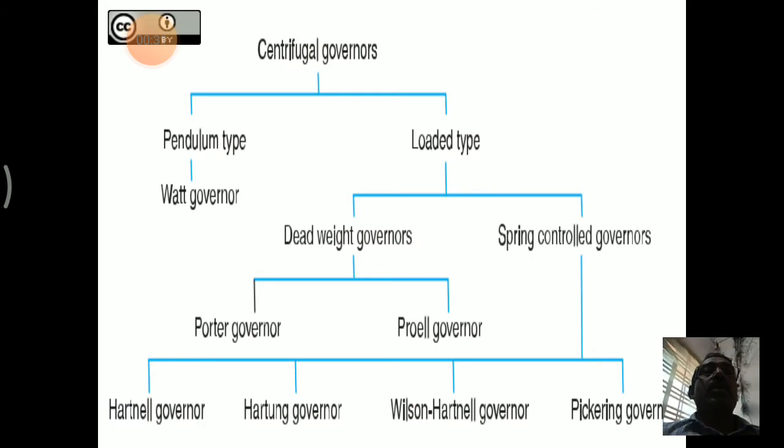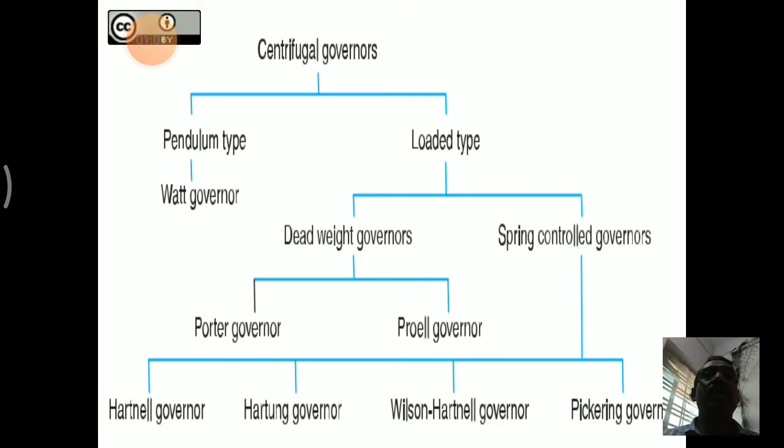So first, classification of centrifugal governor. Before that, what is the function of a governor? The function of a governor is to control the speed by controlling the fuel supply to the engine. Now, centrifugal governor is classified into two categories. First is pendulum type of centrifugal governor, second is loaded type of centrifugal governor.